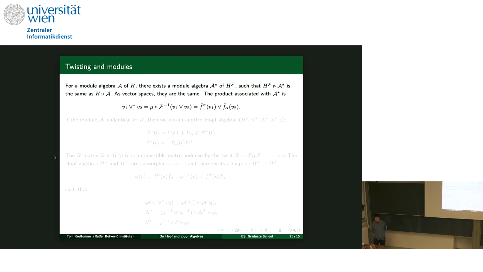As vector spaces, once again, they are one and the same. However, we get a new product. Previously, we did not get a new product. Here we do, and it is obtained by precomposing the original product, mu, with the inverse of the twist. This brings about more changes to this new Hopf algebra structure.